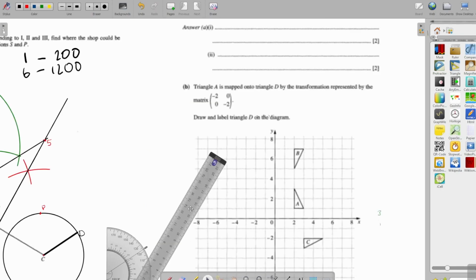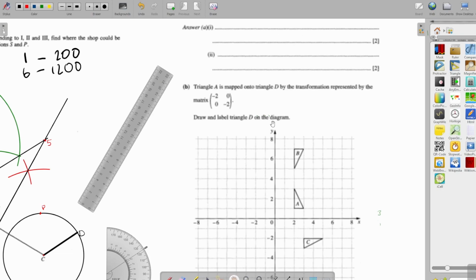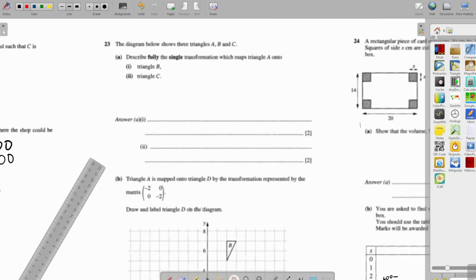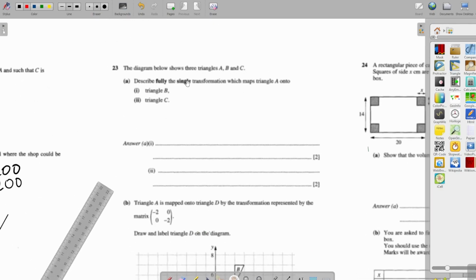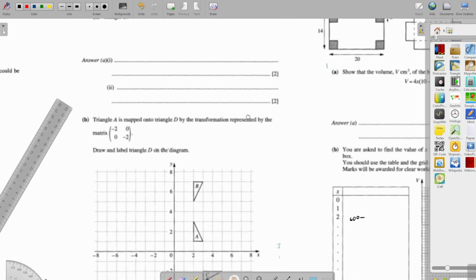So let's look at question number 23. The diagram below shows 3 triangles A, B, and C. Describe fully the single transformation which maps triangle A onto triangle B and onto triangle C.